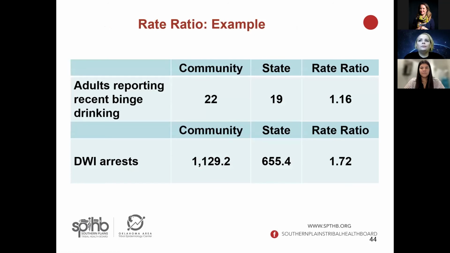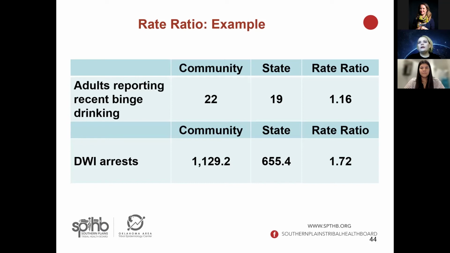So, like I said, you don't want to use the number because the number is not equivalent. You want to take a rate or percentage. And so say here, you look at your community and you look at the state and you get, these are rates, and you get a rate ratio of 1.16. That means your community is a little higher than the state. And the same with the DWIs. They took the rates, then you divided your community by the state and you get a rate ratio of 1.72.